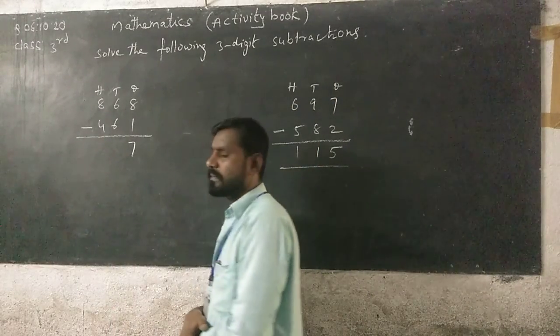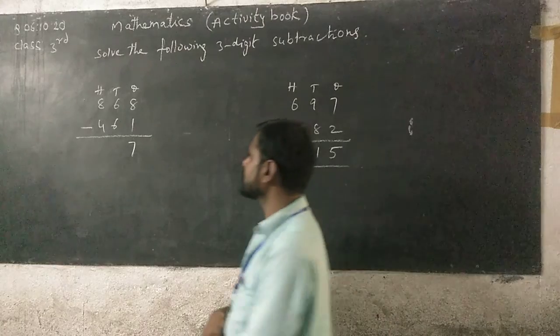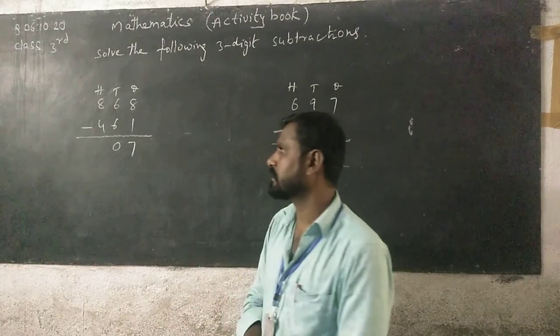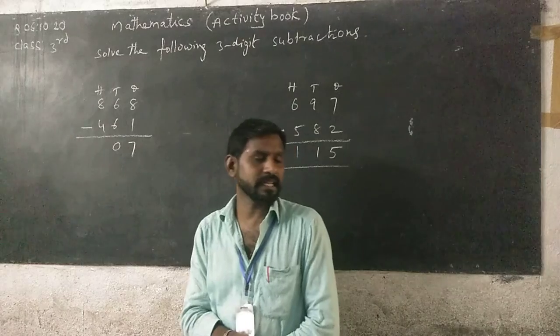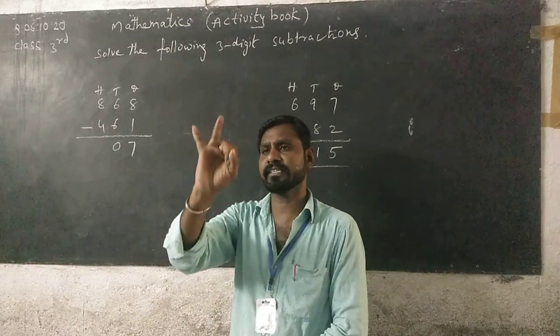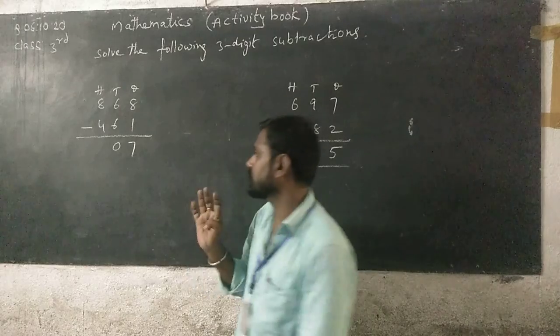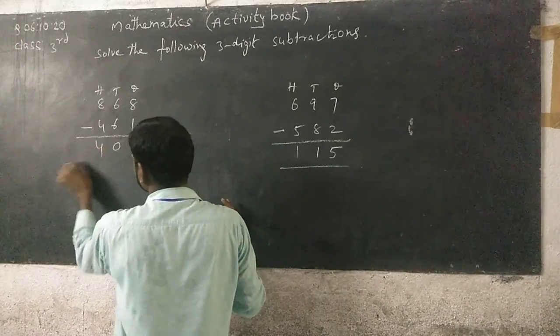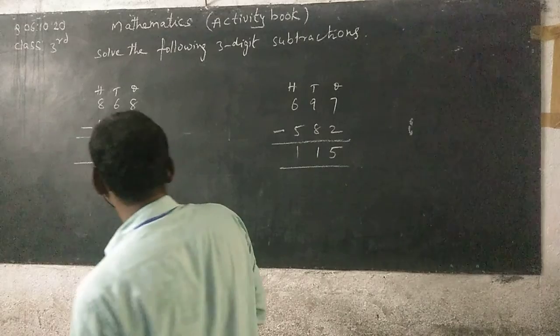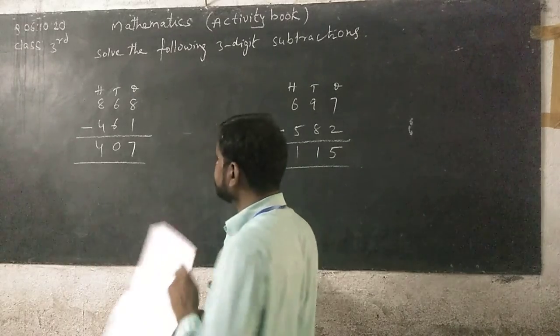Next, subtract the digits in the tens place. 6 minus 6, you get 0. Next, subtract the digits in the hundreds place. 8 minus 4. 8 is greater than 4, it is possible. So you can count 4 after up to 8: 5, 6, 7, 8. So you get 4. What is the difference? 407. Next one.